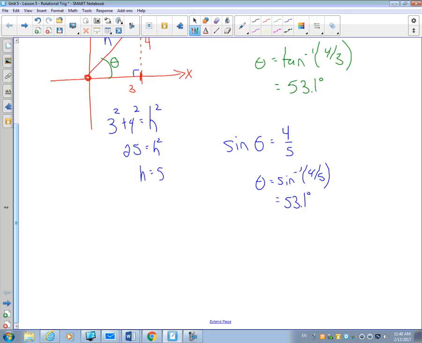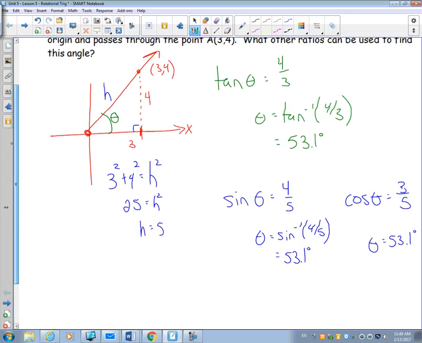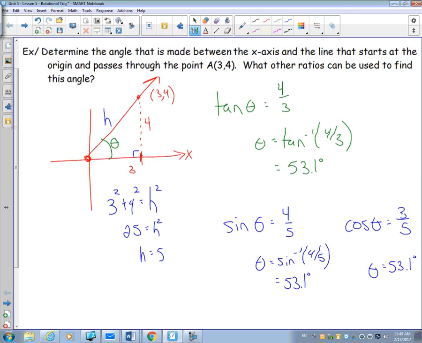Or I could use the cos of my angle. Again, different ratio, same idea, inverse, and again I should get 53.1. So if I know 2 of my 3 sides and the angle between them, I can use any of my ratios, right? Because I can always find the third one by using Pythagoras. So our objective today is to attack questions that look like this. Things that are being placed on the x and y axis, where we can get points, which are really the sides of our triangles, and use them to find angles.